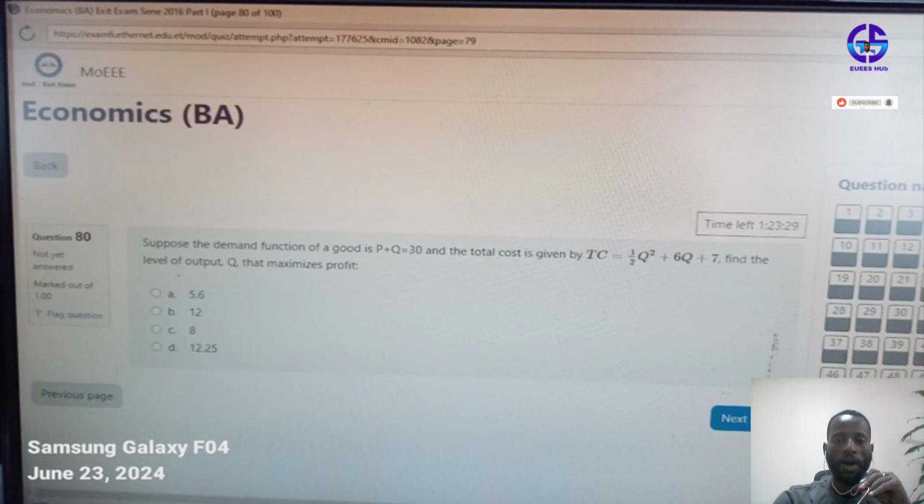Suppose the demand function of a good is P plus Q equals 30, and the total cost is given by TC, which is half of Q square plus 6Q plus 7. And we are asked to find the level of output Q that maximizes the profit. So it is A 5.6, B 12, C 8, D 12.25.